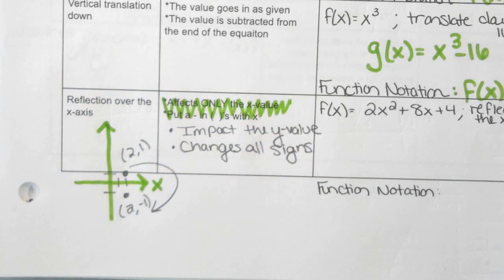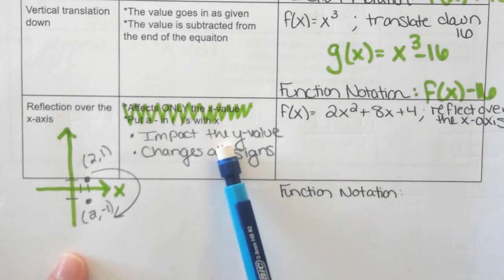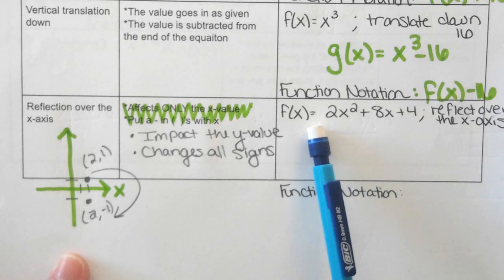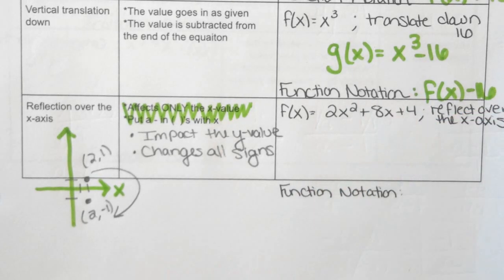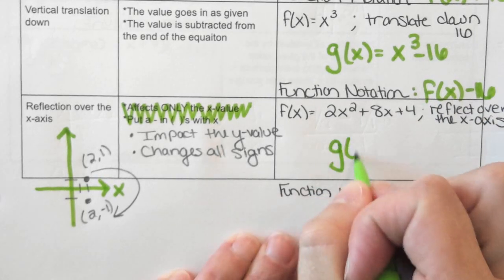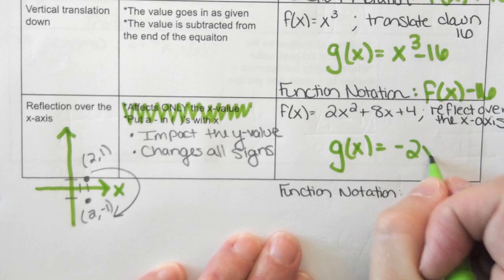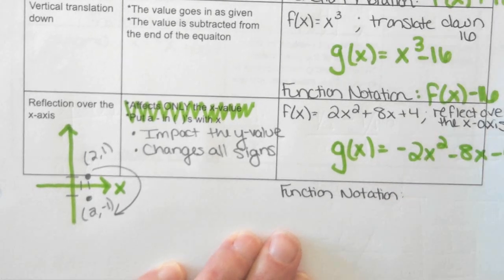Okay? So remember that f of x, g of x, all these things are a fancy way of saying y. So if we are impacting y, we need to impact all of what y is equal to. And that's why they all change. So for this one, my new equation would be g of x equals, and we're changing all the signs, -2x squared minus 8x minus 4.